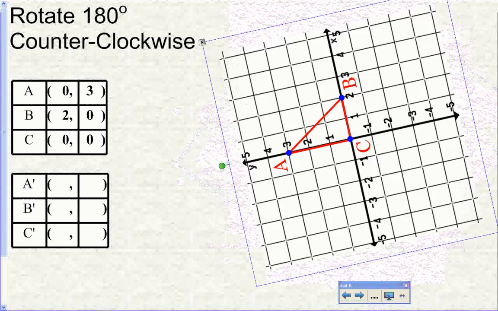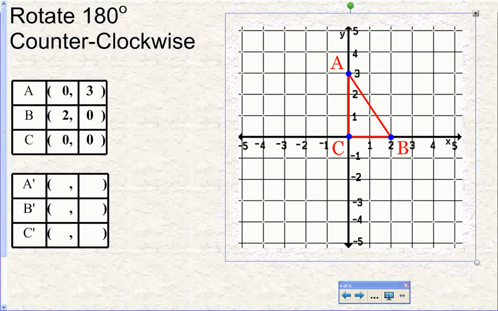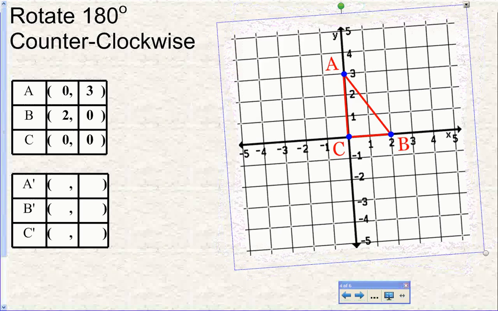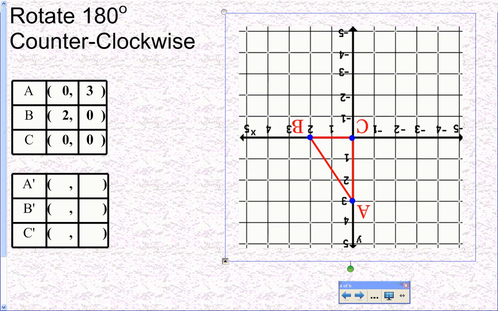So I took my paper. Here's where I started. My computer's really goofy. I turned 180 degrees counterclockwise. And now I can see what the new position looks like.